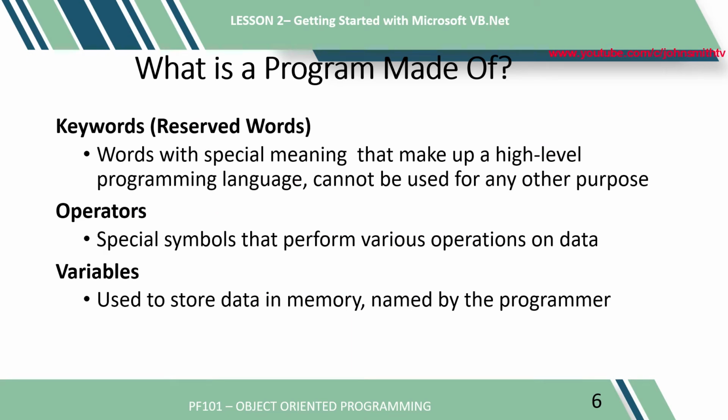What is a program made of? Keywords, reserved words. Words with special meaning that make up a high-level programming language, cannot be used for any other purpose. Operators. Special symbols that perform various operations on data. Variables. Used to store data in memory, named by the programmer.